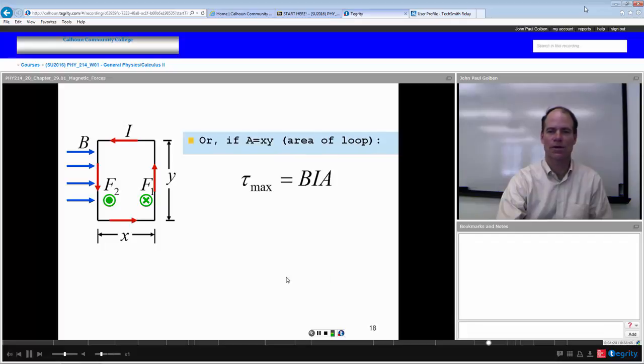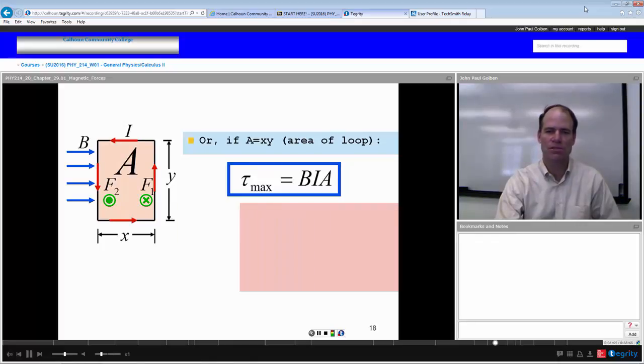So we can write this torque then. Our maximum torque is being equal to the field times the current times the area of the loop. We did this for a rectangular loop, but we could have done this using calculus for any shaped loop. That the maximum torque would be equal to the field times the current times the area enclosed by the wire loop.